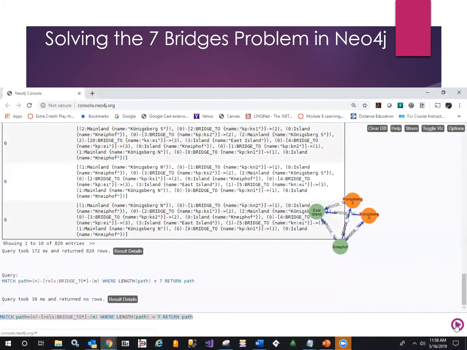And we run it, and it says query took 39 milliseconds and returned no rows. And so that proves definitively that there are no paths that allow us to cross all 7 bridges and uniquely cross each one only once and meet all the other problem requirements. So if only Euler had this, maybe we wouldn't have some of his more brilliant mathematical theorems. He'd have just coded it up in a graph database, proved it, and moved on.